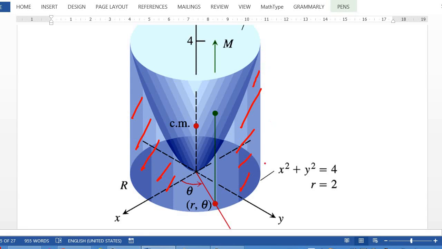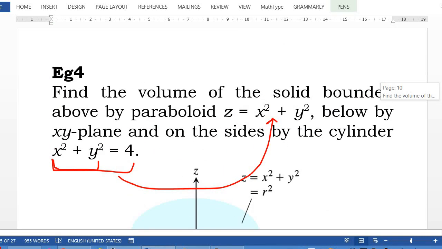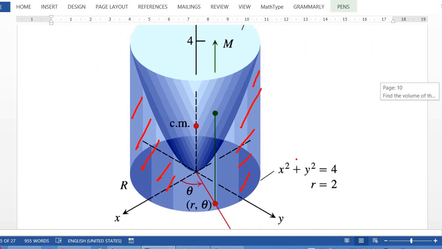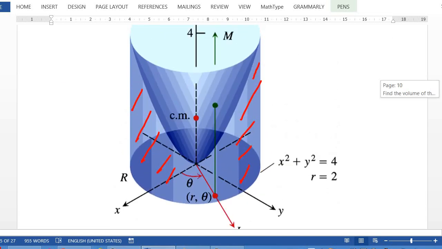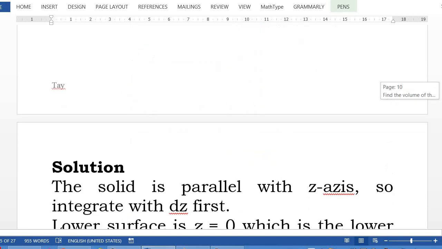Or you can find it using the volume of a cylinder, in I think example 2, the volume of the cylinder from 0 to 4. Subtract the volume of the paraboloid in example 3. Then you get the volume that we are going to find, where the top is the paraboloid and the bottom is z equal to 0.